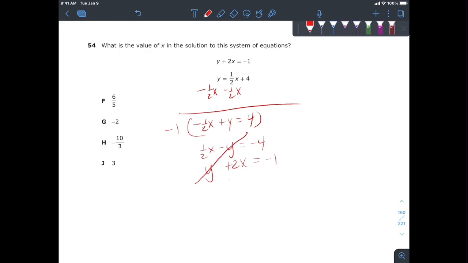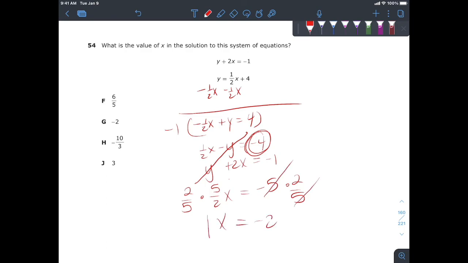And these guys cancel. Oh, here we go. I'm going to multiply by my reciprocal. I think I made an error here. Multiply by my reciprocal. And I find out that my answer is x equals -2.